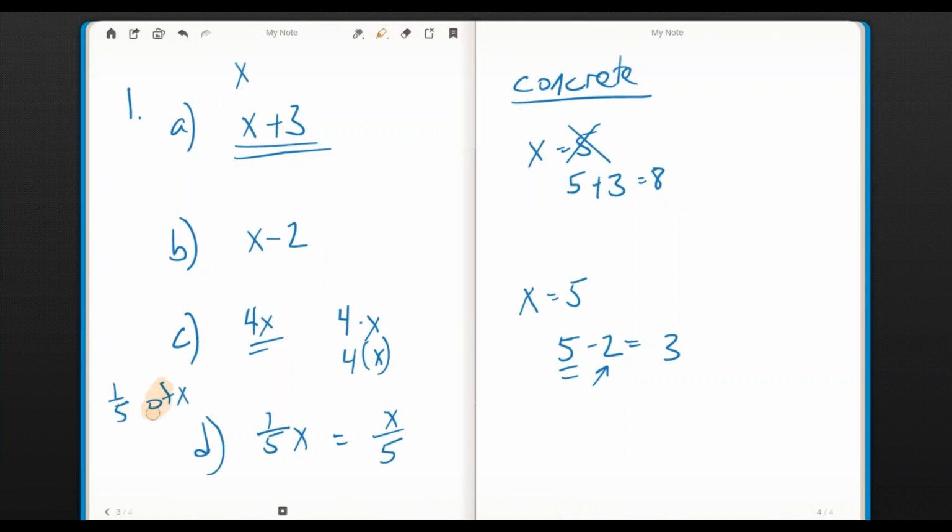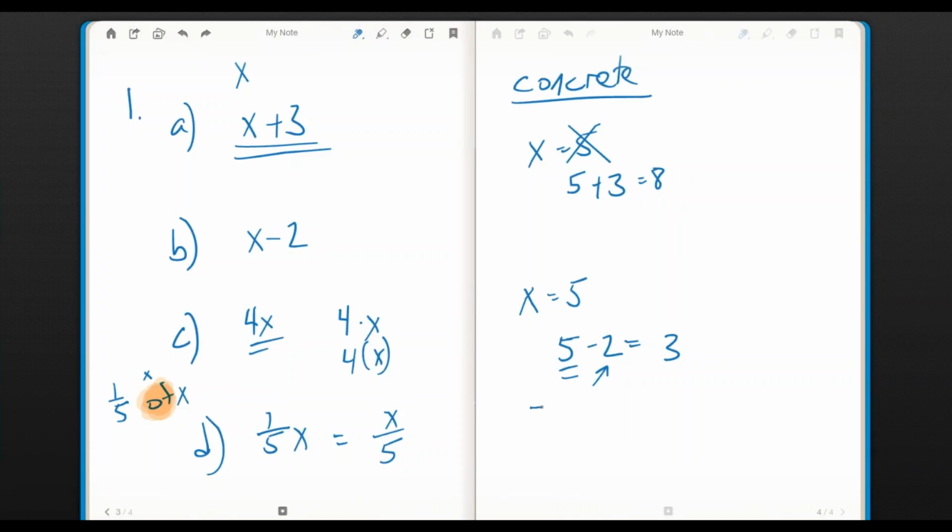My kids could tell you this in their sleep because we said it so many times. The word of in math almost every time means a multiplication problem. So 1/5 of x means 1/5 times x. Again, you could put a times, you could put parentheses. Generally we do neither. We just say 1/5 x, or another way to write it is to say x over 5.